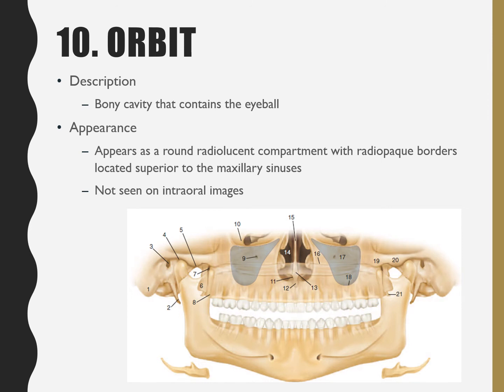So the borders of almost every cavity or fossa or foramen or anything like that are going to be bordered by cortical bone. So here it's going to appear as a round radiolucent compartment with radiopaque borders located superior to the maxillary sinuses. We do not see this one on intraoral images. Thank goodness we can't see their eyeballs on their intraoral radiographs. On most panoramic images, only the inferior border of that orbit is going to be visible. You probably would have a very strange panoramic if you saw the entire orbit.